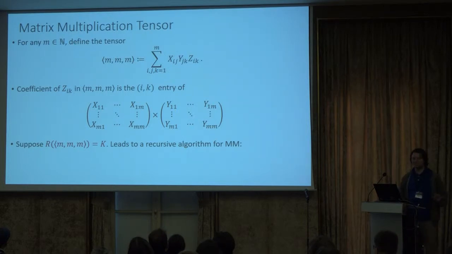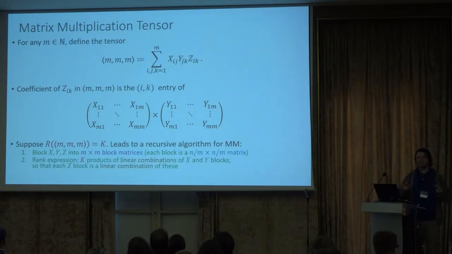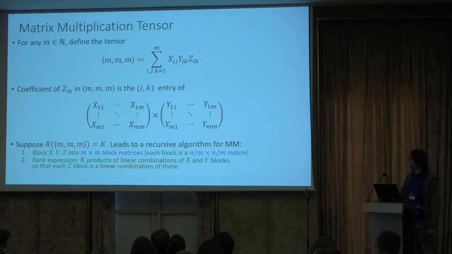And if you've seen Strassen's algorithm before, it's basically the same idea. So if you show that the m by m tensor has rank k, then what you do is you block your input and output matrices into m by m block matrices. And then the rank expression, if you think about it, shows how to compute k different products of a linear combination of the x blocks times a linear combination of the y blocks, so that every z block is a linear combination of those. If you think about it for a second, it's not too complicated.